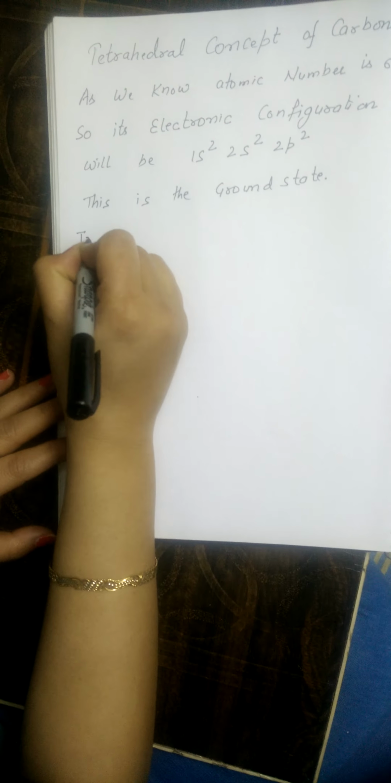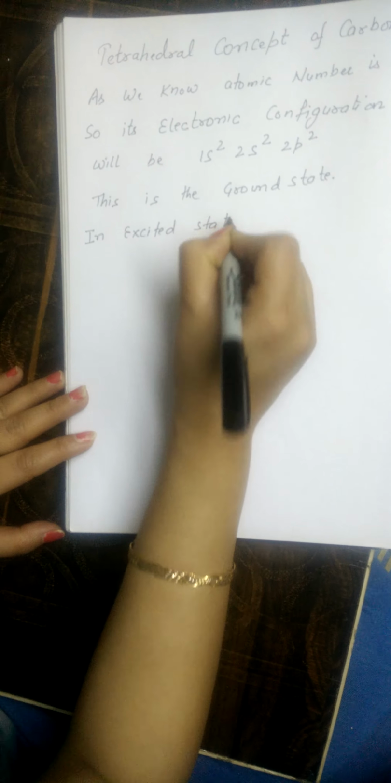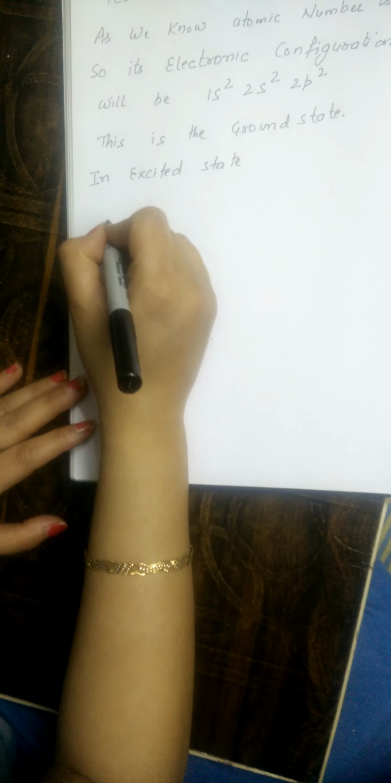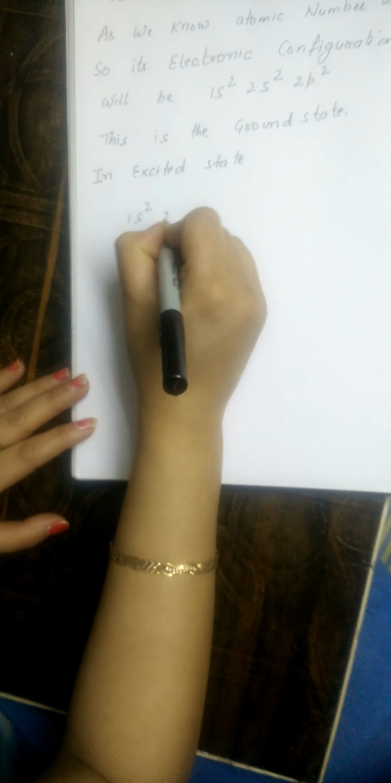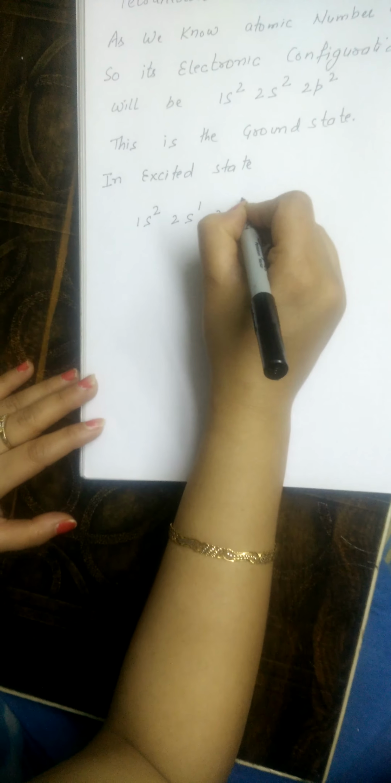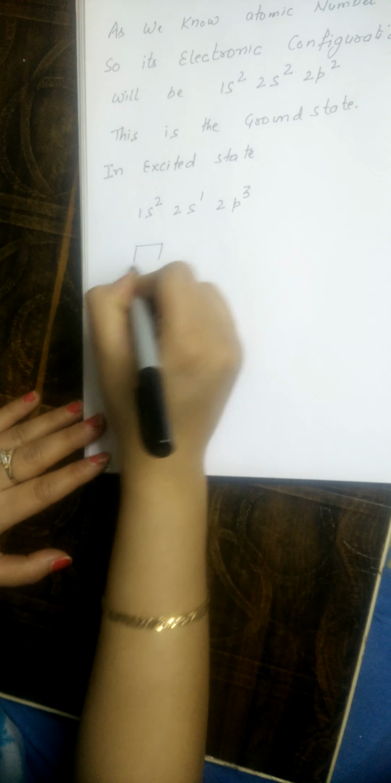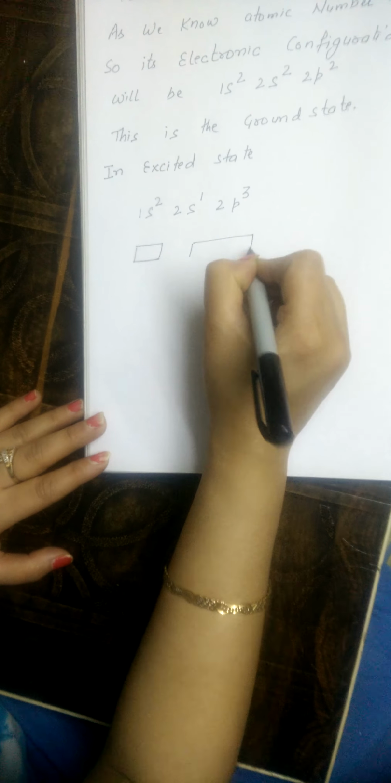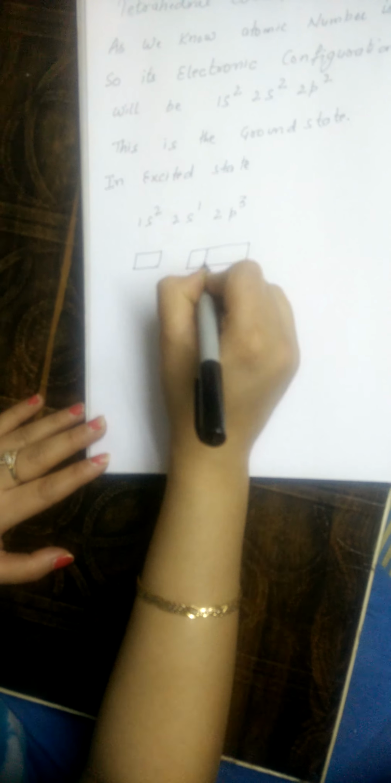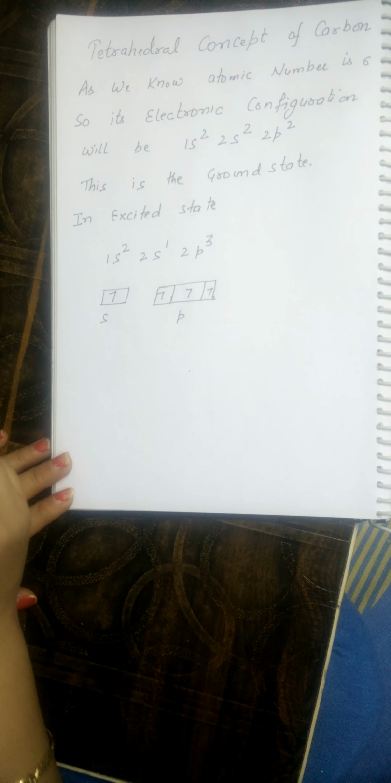In the excited state, one of the electrons jumps to the higher level, so the electronic configuration becomes 1s2, 2s1 and 2p3. So we can show it like this with the p orbitals. This is the s and p, with 1 electron in s and 3 electrons in p.